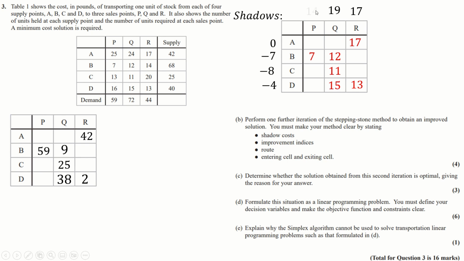And then, of course, this needs to be a 14. And then we can do the improvement indices. So this minus this minus this, and then this minus this minus this, and so on. Do that for all of them. And we get all positives, so no negative improvement indices means everything is good to go. It is optimal, and we're good to get this done.